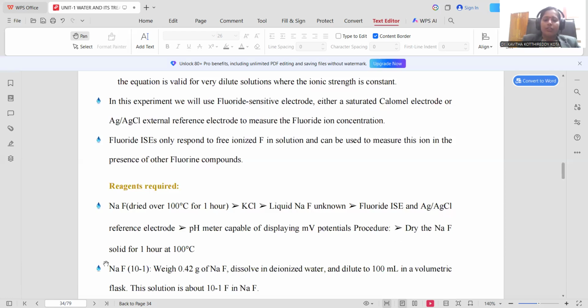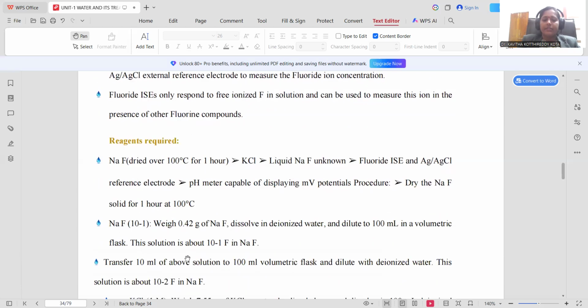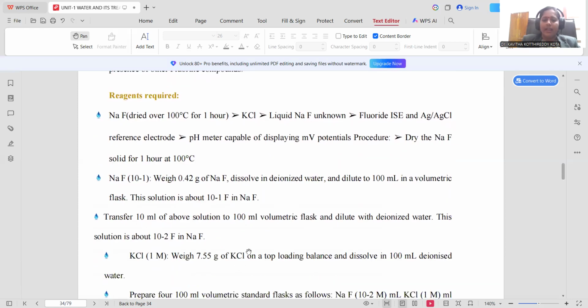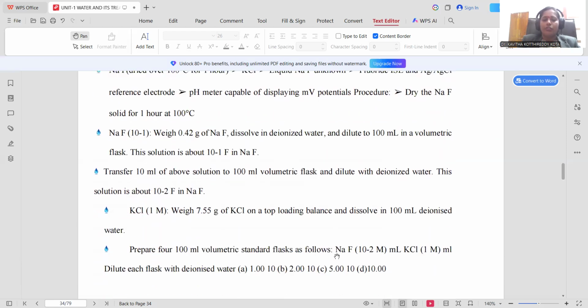First of all, we need to dry the sodium fluoride for 1 hour at 100 degrees. Next, the sodium fluoride stock solution is prepared. 0.42 grams of sodium fluoride was weighed and added to 100 ml water. Later on, 10 ml of the stock solution was taken, and deionized water was added in a 100 ml volumetric flask, so that you are diluting the solution. A 1 molar potassium chloride solution is to be prepared. For that purpose, exactly 7.55 grams of potassium chloride is weighed and 100 ml of deionized water is added.